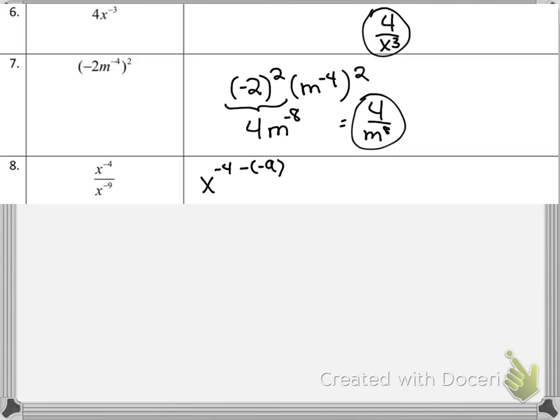Notice that if you're not careful, you might miss some of the signs. Minus a negative becomes plus a positive, and negative 4 plus 9 is 5. Therefore, for this problem, our final answer is x to the 5th power. Let's keep going.